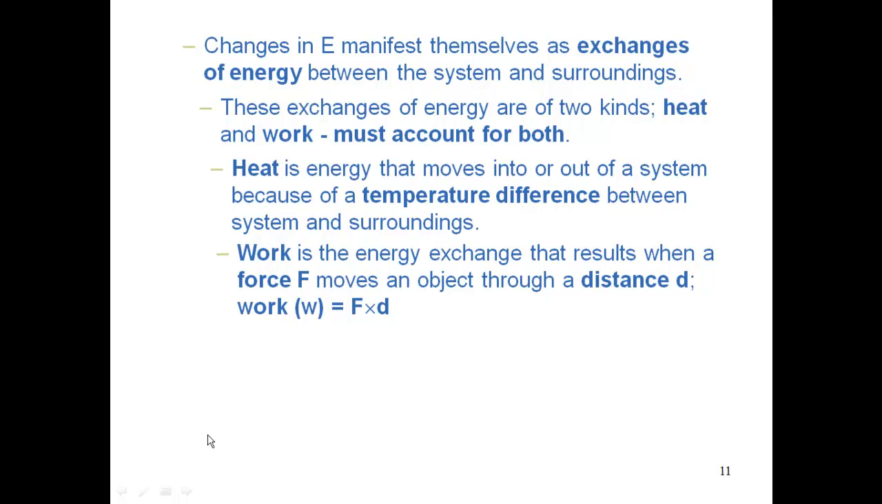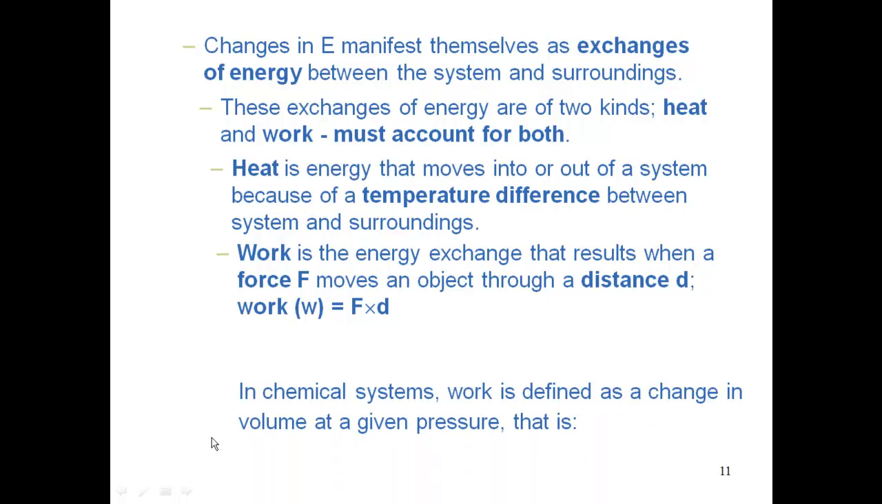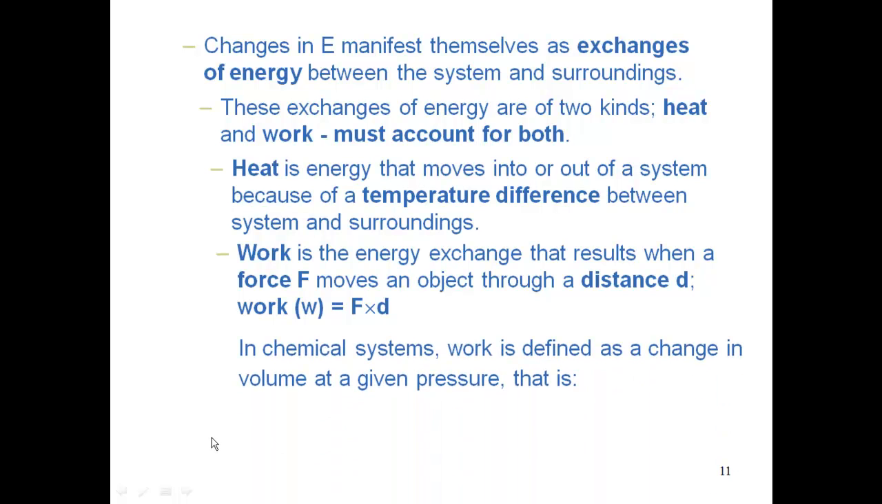Well, this is the physics definition, so we need to talk about it in terms of chemistry. So what we tend to do in chemistry is talk about some reaction. We can do it in terms of expansion of the volume or compressing of the volume, and there's some pressure associated with that. So basically what we tend to do in chemical systems, work is defined as a change in volume at a given pressure. In other words, work is equal to a negative P delta V.